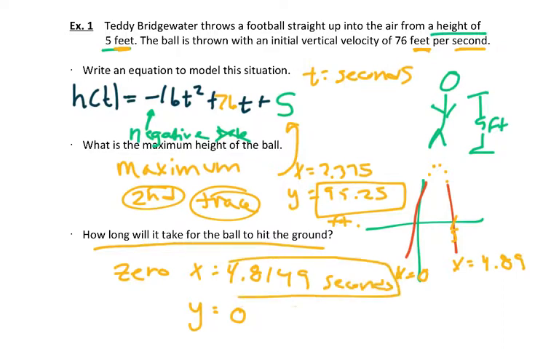Or again, if we take a look back at the previous problem, we could have just taken 2.375 and multiplied by 2. And we would have gotten pretty close to the end, because it makes sense that in the middle of this trip, that would be halfway for the time.